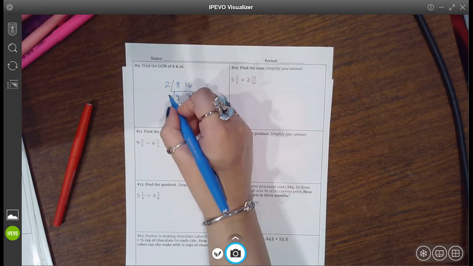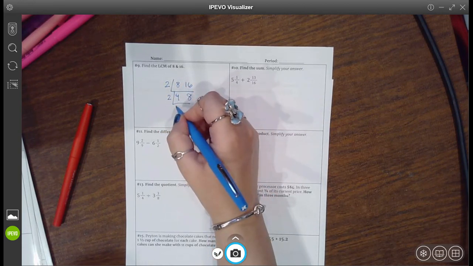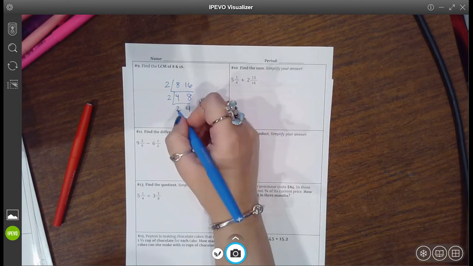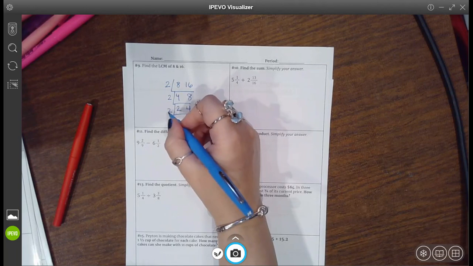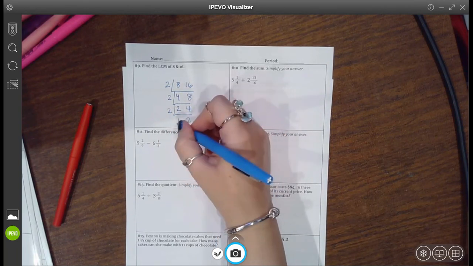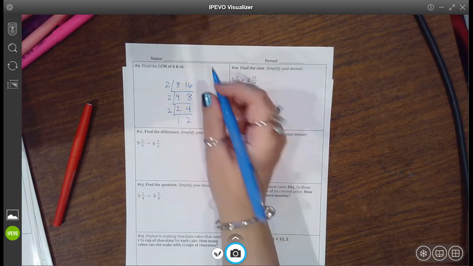Okay, you could put a 4 here, sure, but let's say you put a 2. 2 times what is 4? 2. 2 times what is 8? 4. And 2 can go into both of those. 2 times 1 is 2, and 2 times 2 is 4. Nothing can go into both 1 and 2 other than 1.